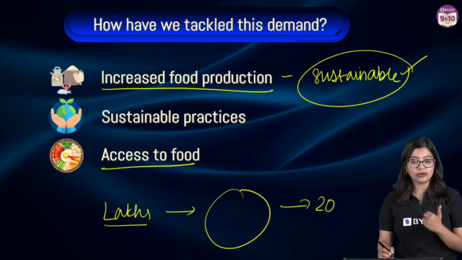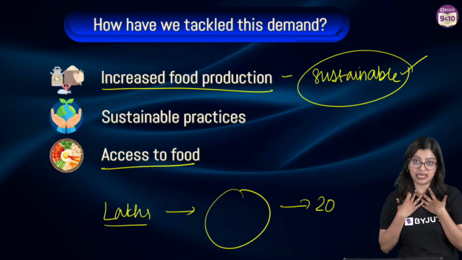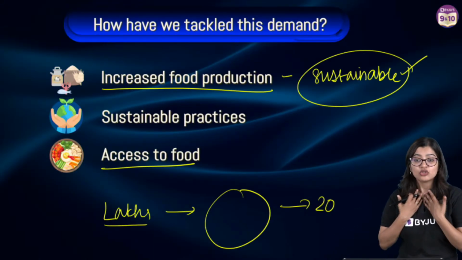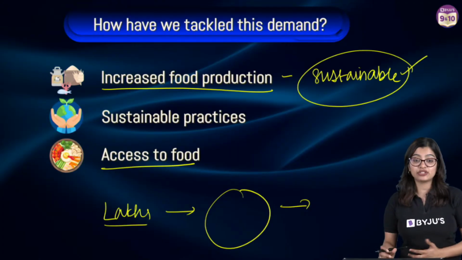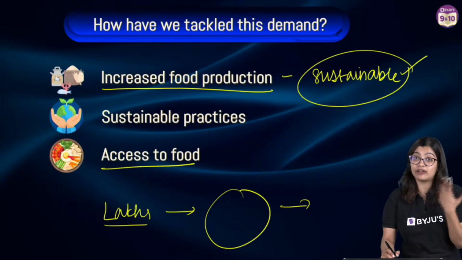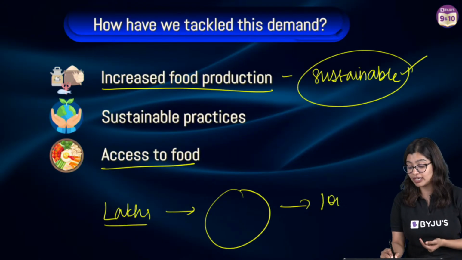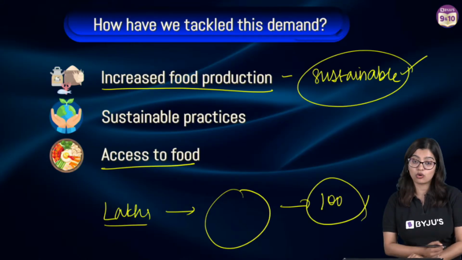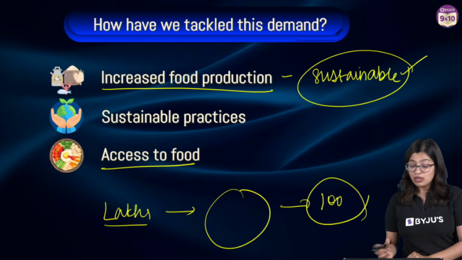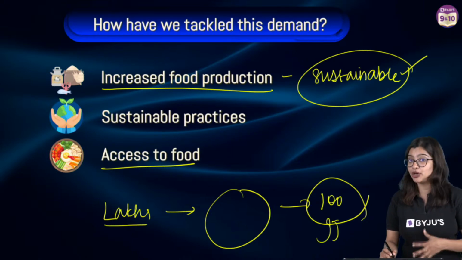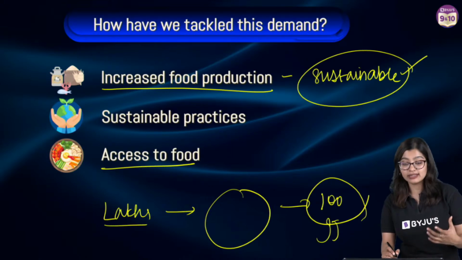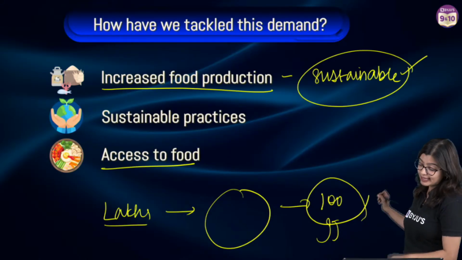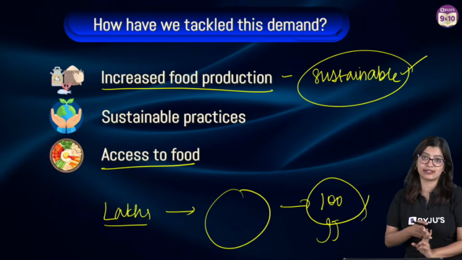No. Then what will I have to do? If I've invested so much money, I should at least get that money back, no? So what will I do? I will maybe charge a higher price. Maybe instead of 20 rupees per kg, I may give it at 100 rupees per kg. Now will all people buy it at 100 rupees per kg? There are some people who cannot purchase that food, which means that people will not have access to food. So we see that food security gets affected.